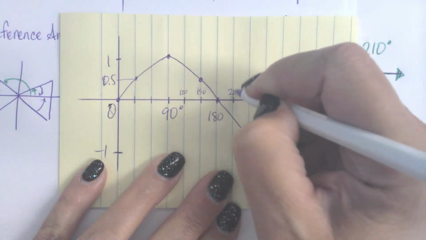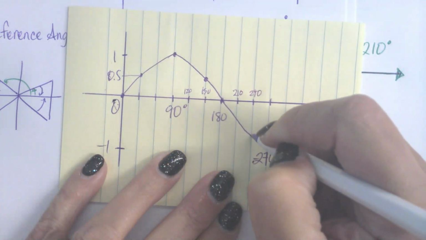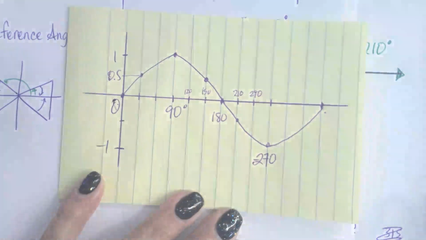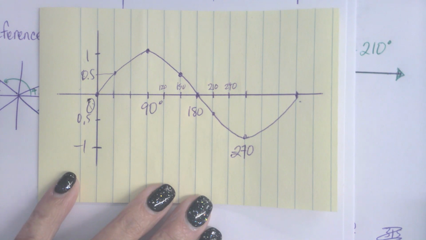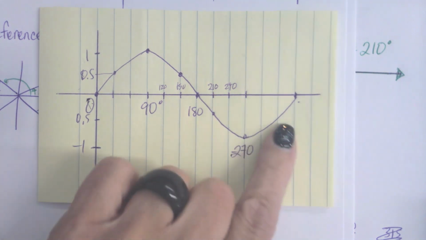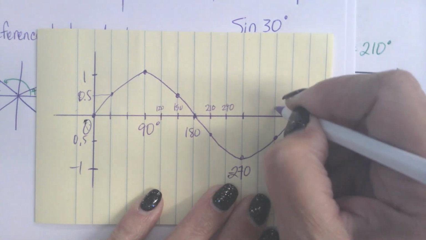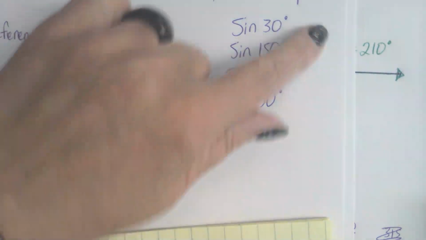180, 210, and then what does it go? 240, and then 270. There, my graph, 210, right there. Yeah, mine's out a little bit. My graph, if I used graph paper, it would have been out better. And where's the last one? 330? Right there.